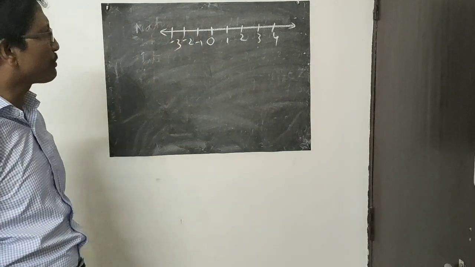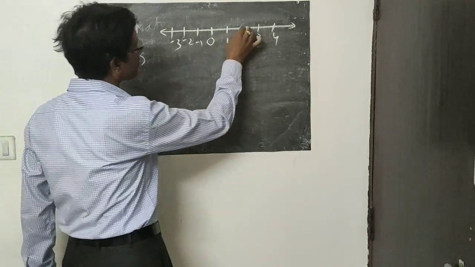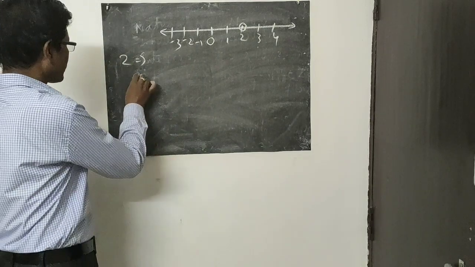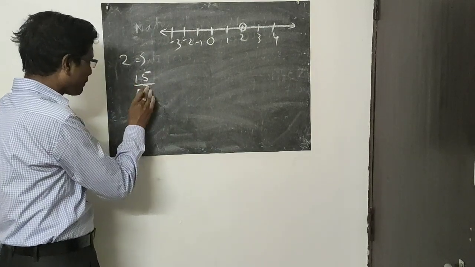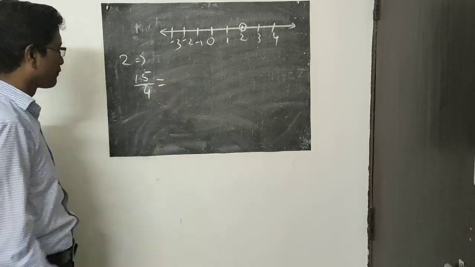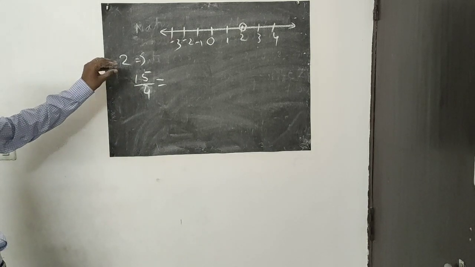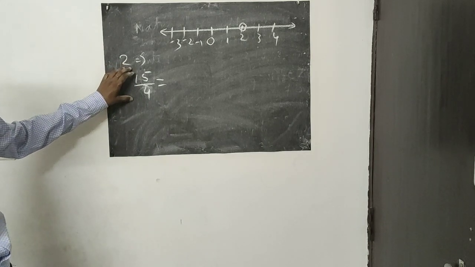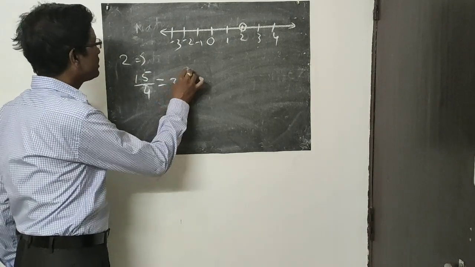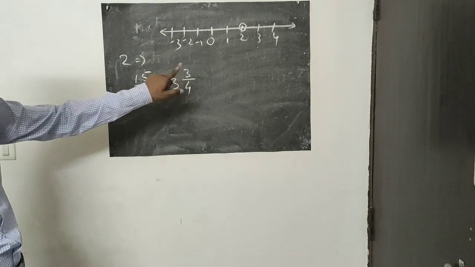So if you want to represent simply 4 or 5 or 2, anything, it can be easily represented. But if you have to represent 15 by 4, Manoj, then what will it be? How can you represent it? First of all, you will express it as a mixed fraction if it is an improper fraction. So you are getting 3 3 by 4.